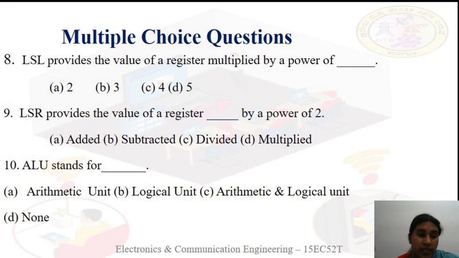Then the last question, ALU stands for. ALU always performs both arithmetic and logical operations. It is a unit performing both. So the answer is arithmetic and logical unit. U means unit. So the answer is C.